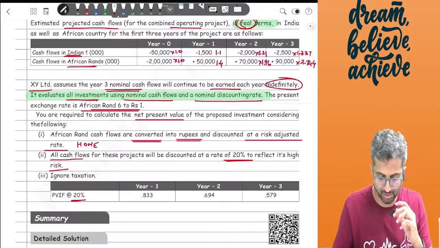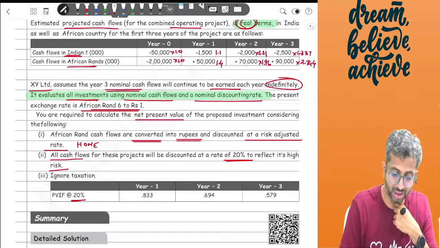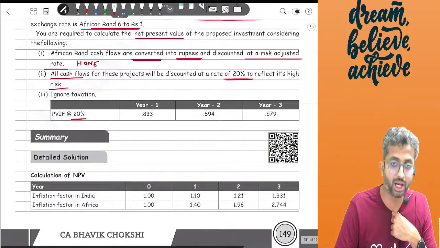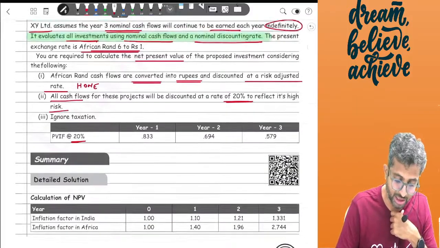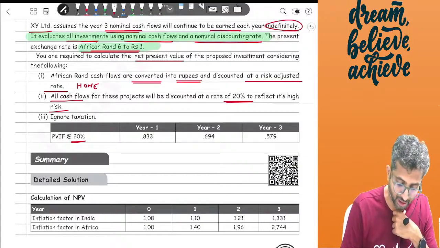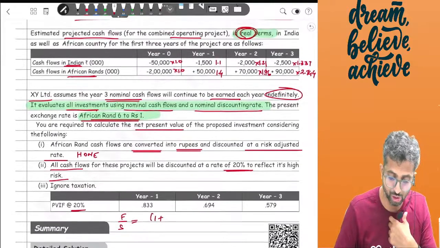Now these cash flows are in the respective currency. Now I need to convert the African Rand into the Indian currency. So how will I do that? Well, I will have to apply IRP. The rate is given to you as African Rand to the rupee, so in the numerator there is the African Rand. So F upon S equals 1 plus I, the rate of inflation, which is given.